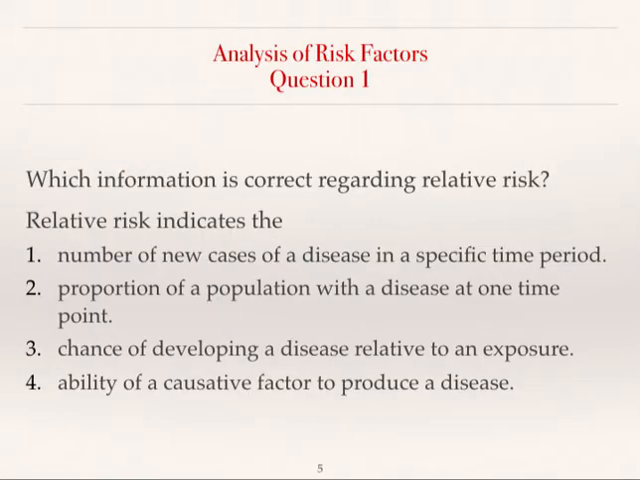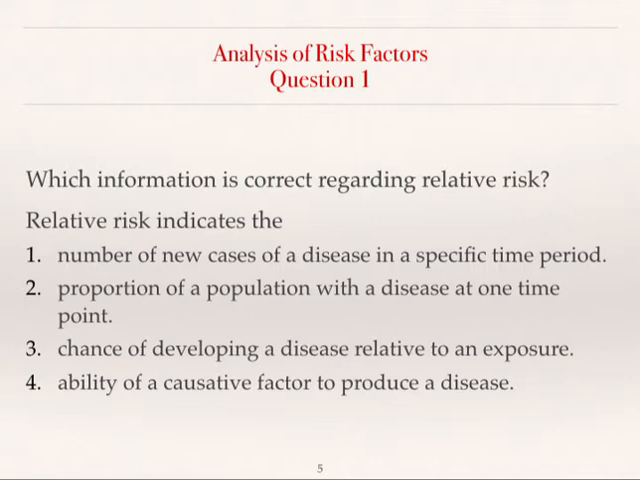I left these questions in there. You can go through these. If you expand on the PowerPoint, it'll open up at the bottom for the notes, and it gives you the answer on there and explains it. So what's correct in terms of relative risk? You can go ahead and take a look at this. The answer is number 3. The chance of developing a disease relative to an exposure.